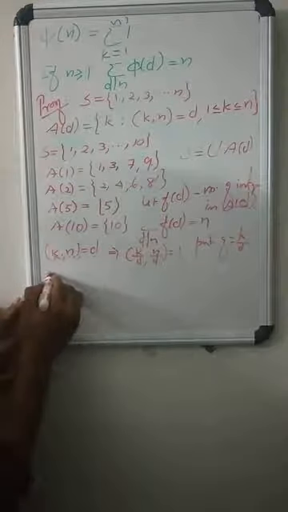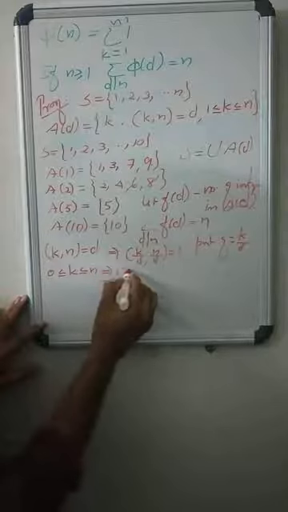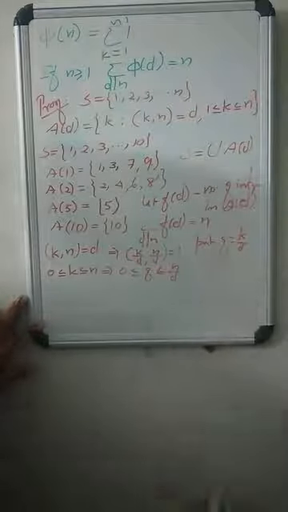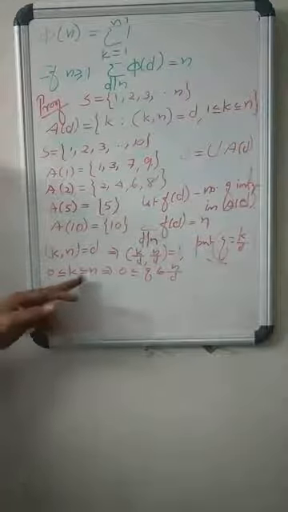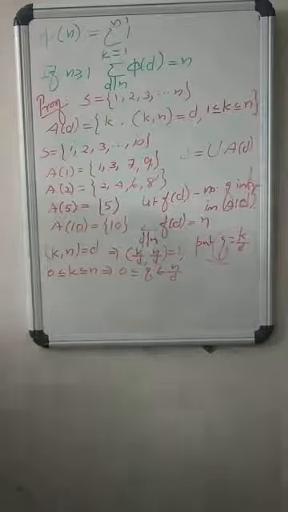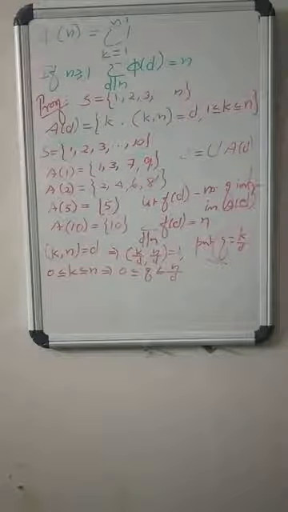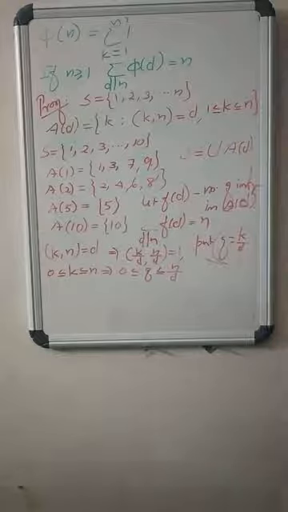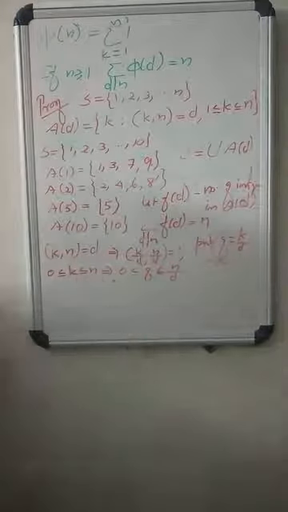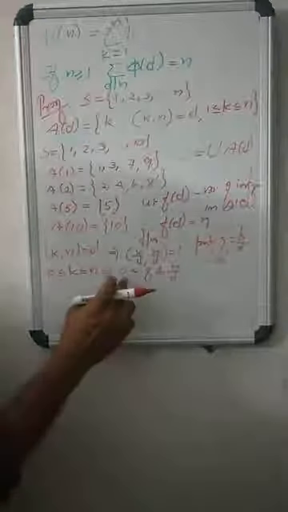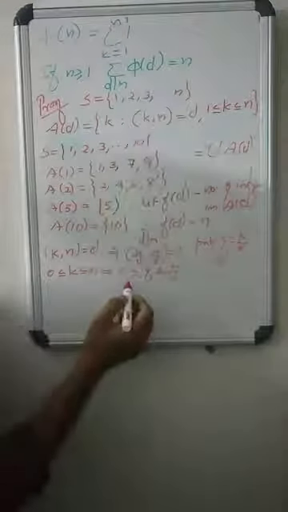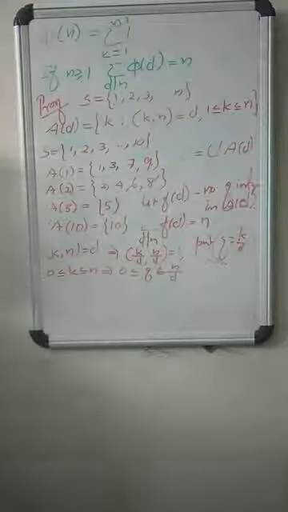So 0 less than or equal to K less than or equal to n implies 0 less than or equal to K by D, meaning Q less than or equal to n by D. Why? Because of this choice, Q equals K by D. Since Q equals K by D, there exists a 1-1 correspondence between the elements in A of D and those integers satisfying 0 less than or equal to Q less than or equal to n by D.